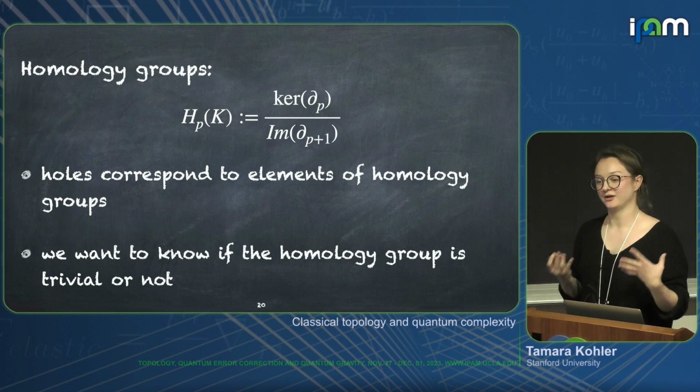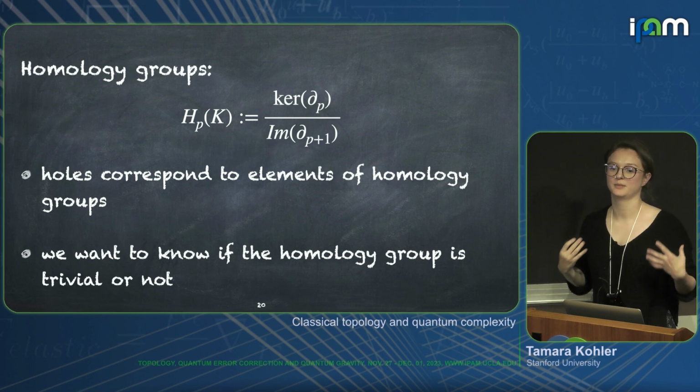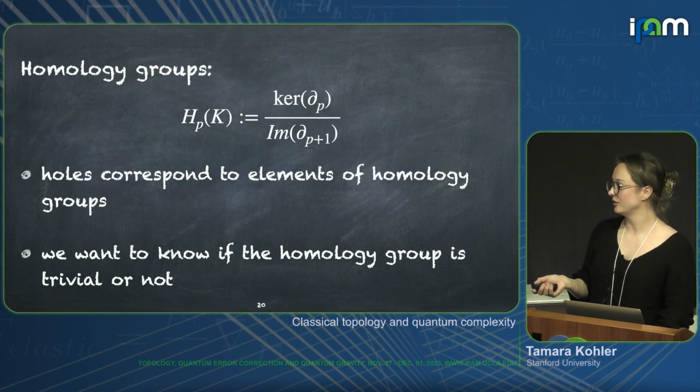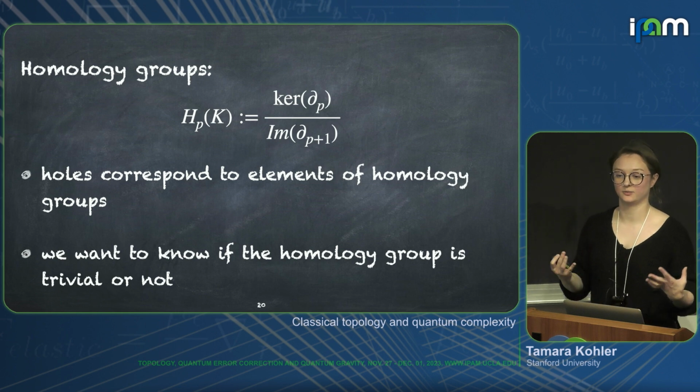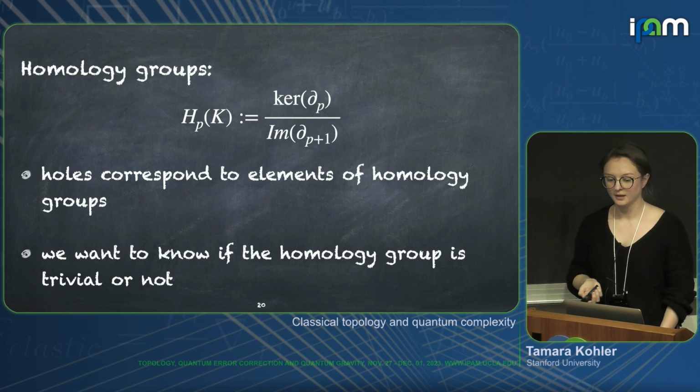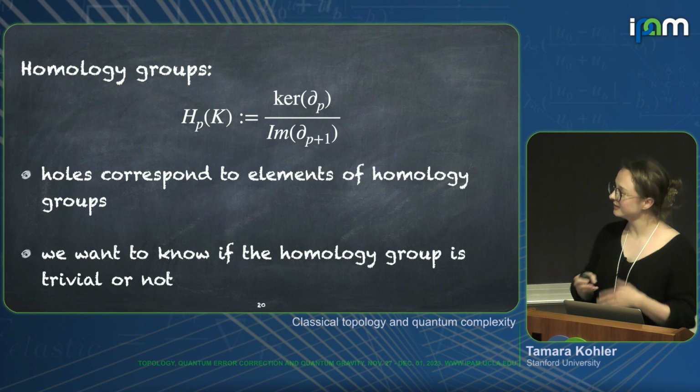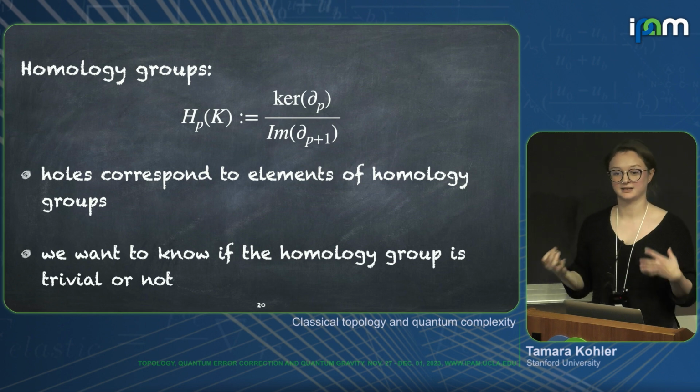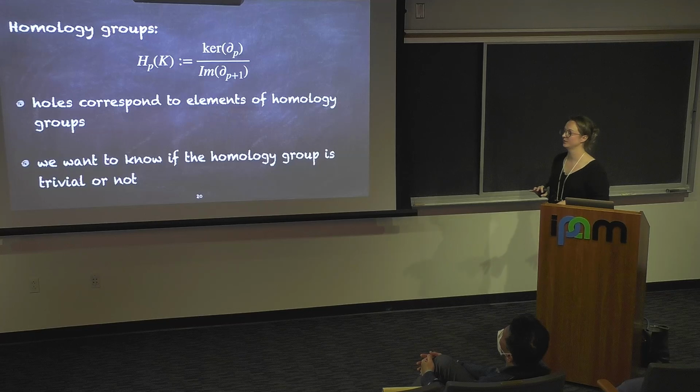And we can now put the problem that we're interested in today in a more mathematically rigorous way. We want to know if the homology group of a clique complex is trivial or not. I've said a few times that what we're interested in today is not the decision version of this problem. So we don't just want to know, is the homology group trivial or not? We're interested in the promise version of this problem.